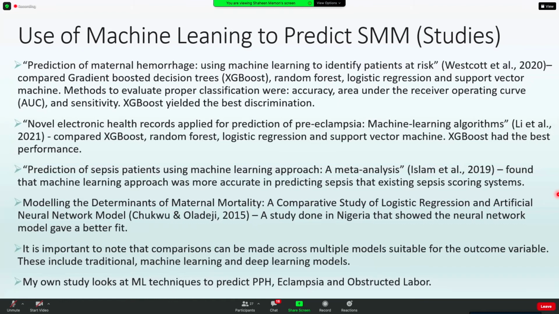Now, for myself, I'm doing a study on 3 morbidities. Those are obstructed labor, eclampsia, and PPH, that's postpartum hemorrhage. So I'm also looking at machine learning models. I got a big data set, and I'm also looking at machine learning models.